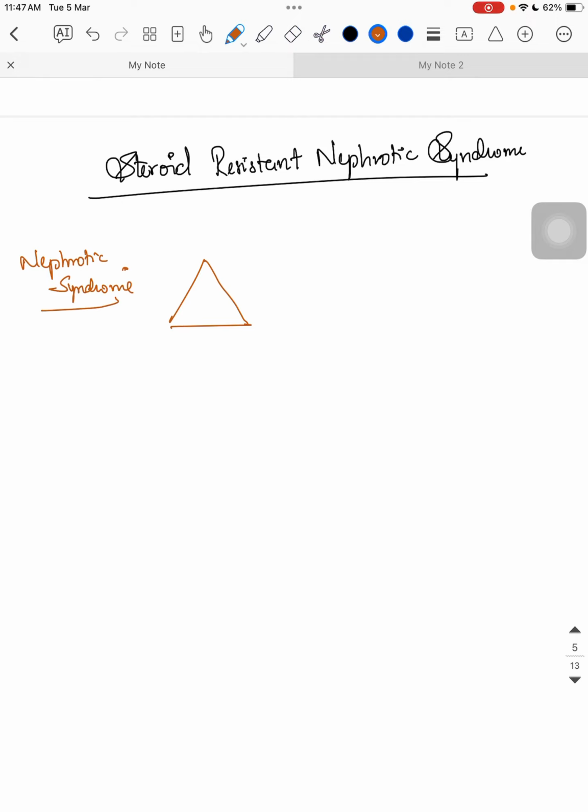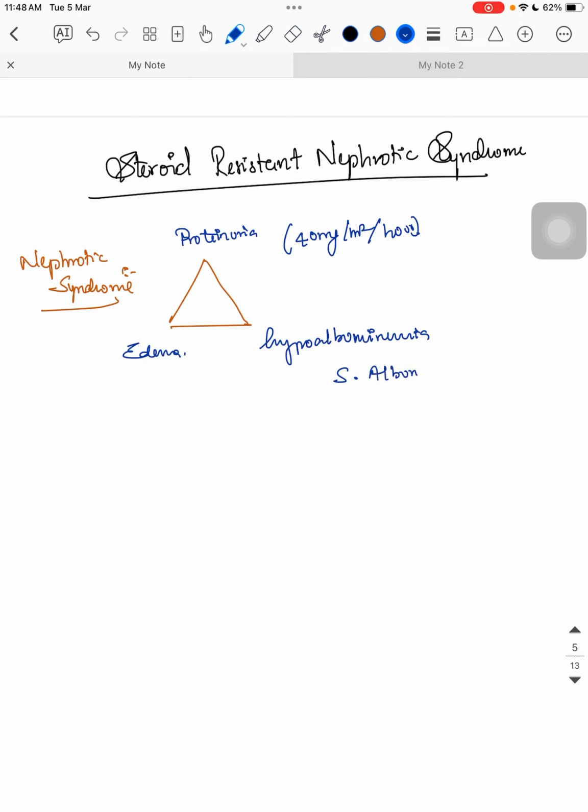The triad of nephrotic syndrome according to our present definition is nephrotic range proteinuria, that is 40 mg per meter square per hour. Next is edema, and next is hypoalbuminemia. Hypoalbuminemia in nephrotic syndrome is defined as serum albumin less than 3 gram per deciliter. So this is the triad of nephrotic syndrome. Now going on to steroid resistant nephrotic syndrome.